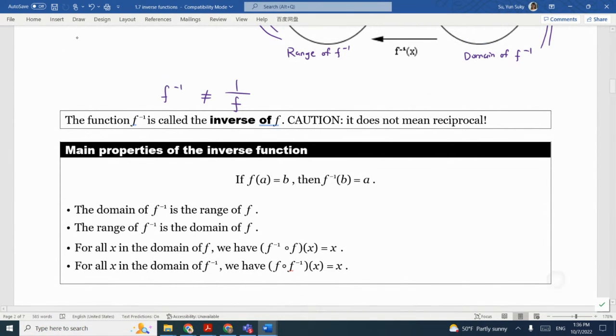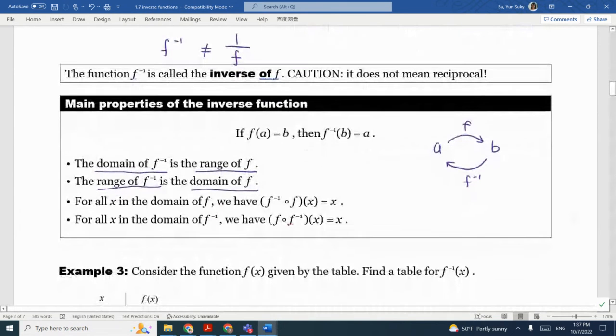Okay, so main properties of the inverse function. If f of a equals b, so f mapped a to b, then f inverse maps b to a. The domain of the inverse function is the range of f. The range of the inverse function is the domain of f, because they switch the input and the output. So the x and y exchange. And for all x in the domain of f, we have f inverse composite with f equals x.